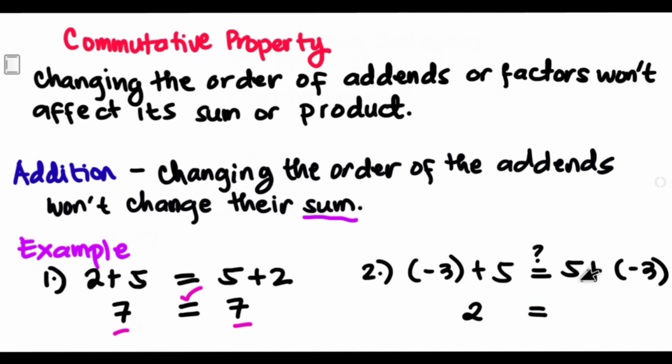Equal ba siya kay 5 plus negative 3? 5 plus negative 3 ay positive 2. So, ang 2 ay equal kay 2. Therefore, equal silang dalawa. Under commutative property of addition, kahit baguhin natin yung pwesto ng addends o yung pinag-plus natin, ang sagot ay parehas pa rin.